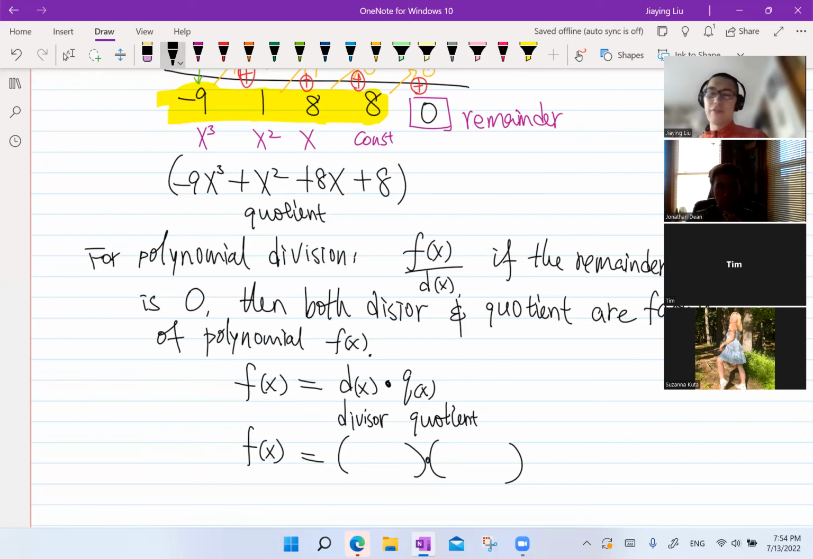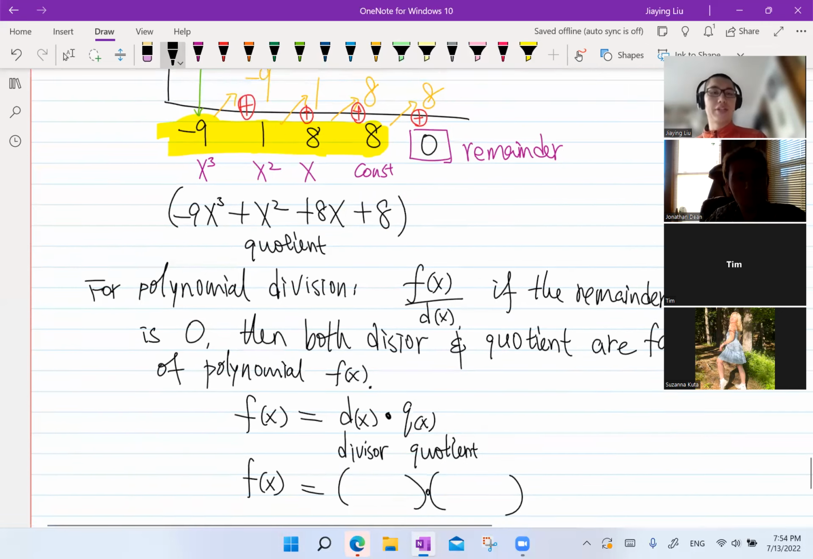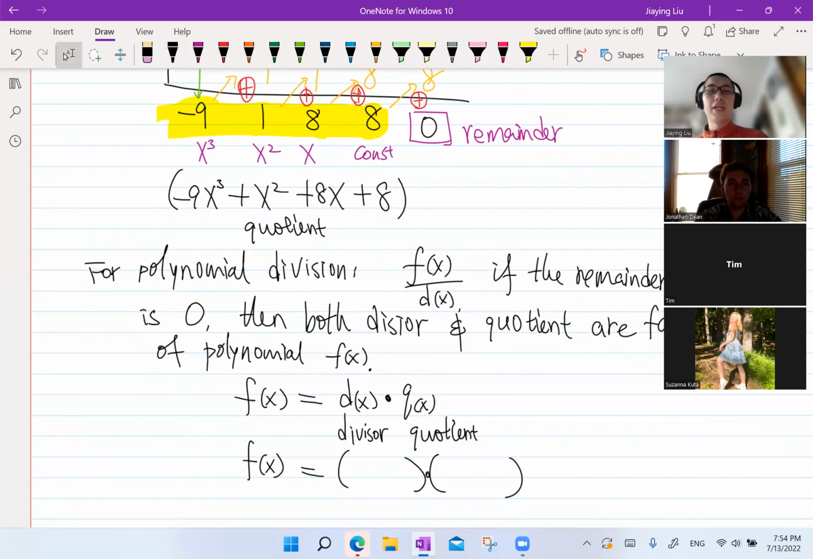So I guess the final takeaway from today's lecture is just remember that if the remainder equals 0, that's a good thing because you get the factors of the polynomial expression given. That's a good thing to have always, because if we have any remainders, then what's the point of going through the trouble, right? Because the remainders, you can't really do much about it.